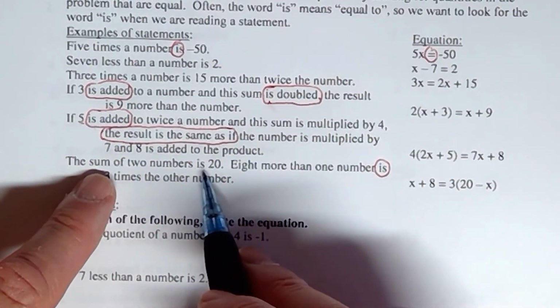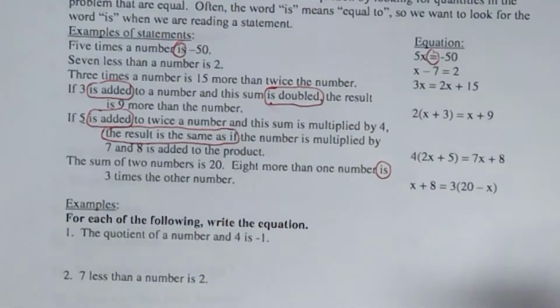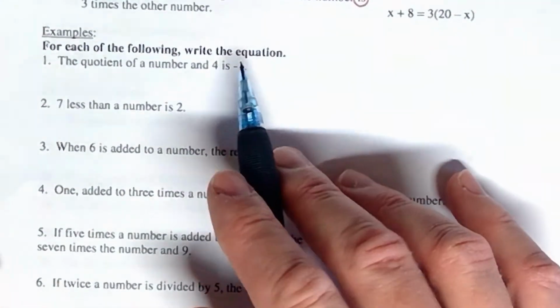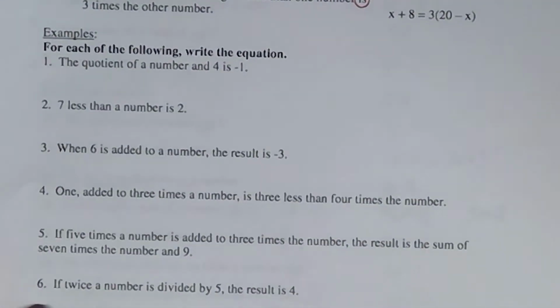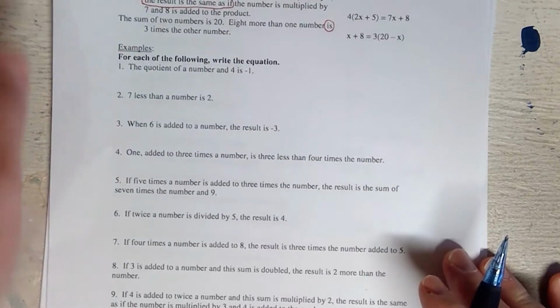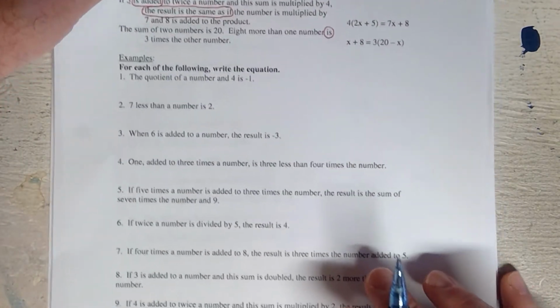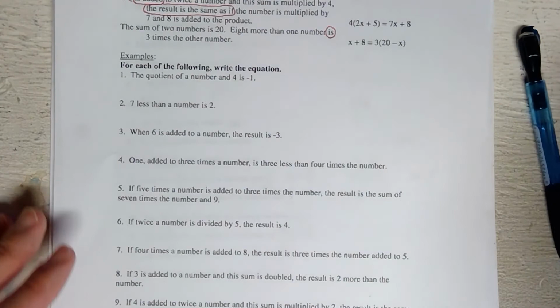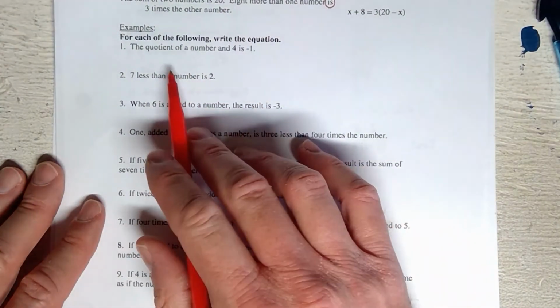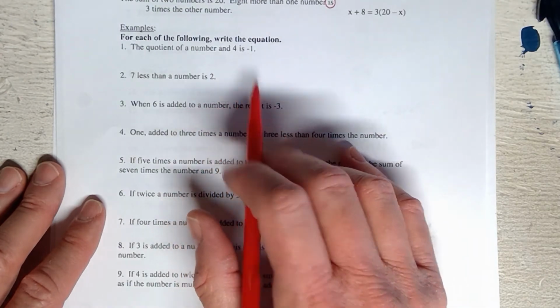Okay. What about here? The sum of two numbers is 20. It's immediately followed by a number, so that usually means it's equal to 20. Okay, let's go ahead and try some of these down here. Since they want you to write an equation right here, and since all equations have equal signs, you guys, the easiest thing to do when they ask you to translate a phrase to an equation is to find that equal sign. So let's read it. The quotient of a number in 4 is -1.